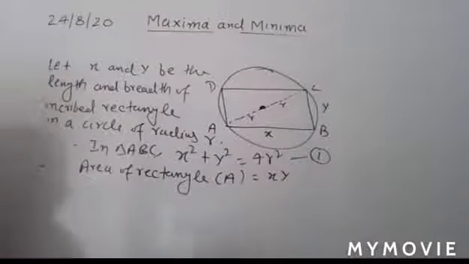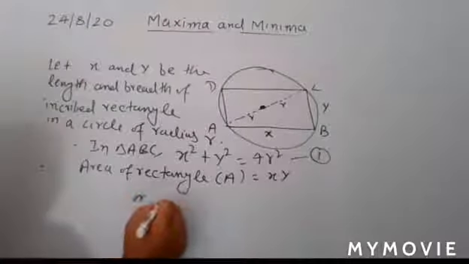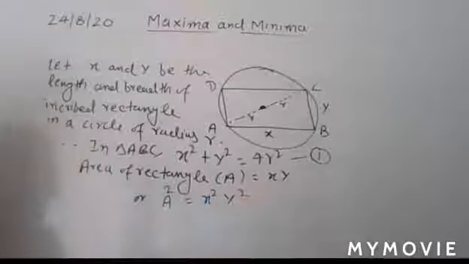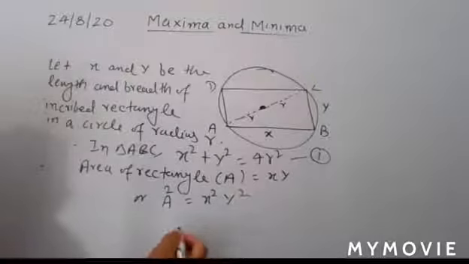Clear? A square. So if you take A square, what does it mean? If A square is maximum for any value of x or y, no doubt your area is also maximum for the same value of x and y. If A square is maximum, no doubt A is also maximum. So you take A square equal to x square y square. You can write it this way. No need to keep it within a root, because you have to go through the second derivative also.